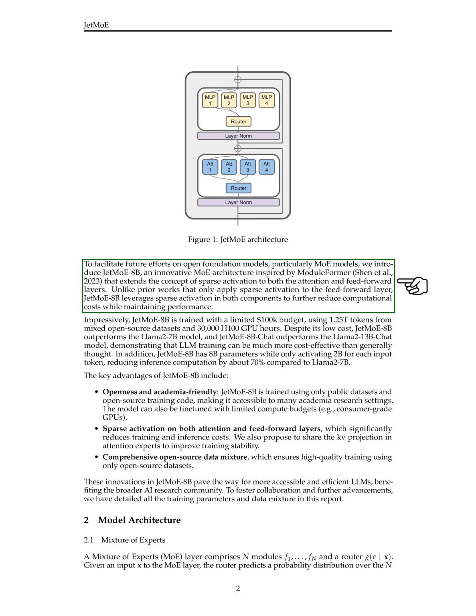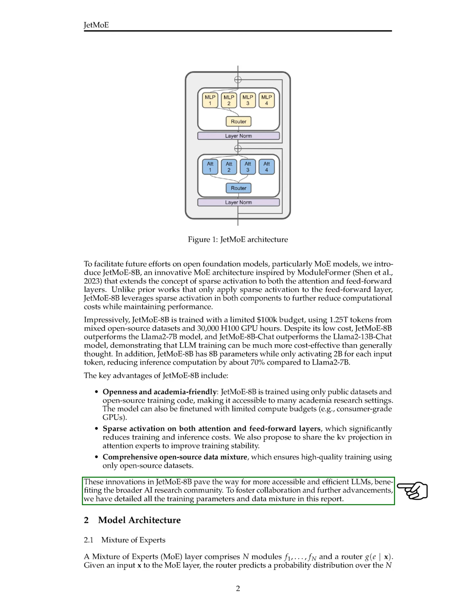The mixture of experts, MoE, layer in JetMoE consists of modules and a router that selects the top experts based on a probability distribution predicted by the router. By using a sparse mixture of experts, SMoE, approach, JetMoE reduces computation costs during training and inference. Each feed-forward expert in JetMoE is a standard two-layer MLP with specific parameters for input and output projections, enhancing the model's performance. Overall, JetMoE 8b's innovations pave the way for more accessible and efficient LLMs, benefiting the broader AI research community.